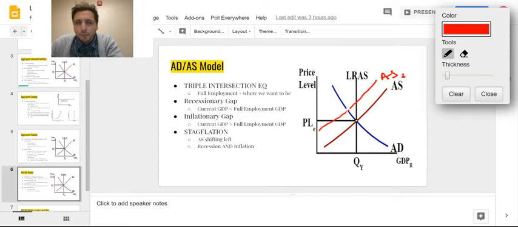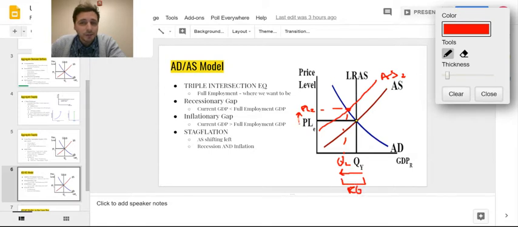And my new equilibrium here, I show that price level has gone up. So we'll call this PL2. There's an upward arrow. And then I dash down, and I show that quantity has fallen. GDP has fallen, right? So now, if my GDP is less than my current GDP, what do I have? Inflationary or recessionary gap? Recessionary. So I call that RG.